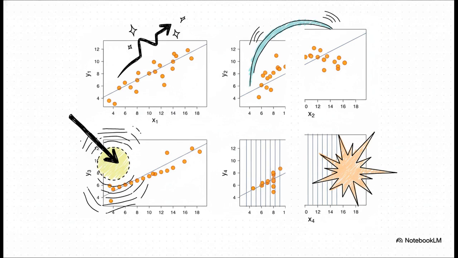The first one is a nice simple line. The second one, clearly a curve. The third is a perfect line, but it's being totally skewed by one single outlier. And the fourth is, well, it's just bizarre, with all the points sitting on one line except for one that's way out there. This is Anscombe's quartet, and it's the ultimate proof that you cannot trust summary statistics alone. You have to see the data.